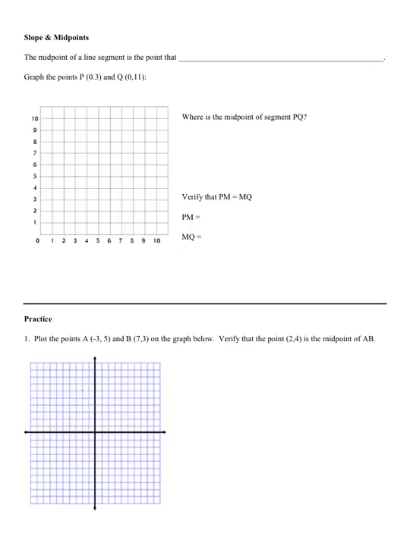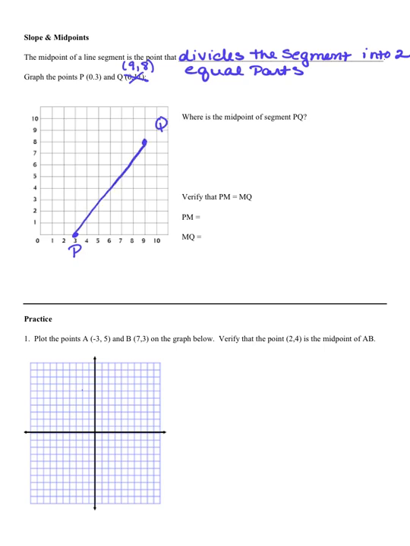Our final topic for this lesson will be midpoints. The midpoint of a line segment is the point that divides the segment into two equal parts. The first thing we're going to do is graph 2 points P and Q. Point P has a coordinate of 0, 3. And point Q is going to have a coordinate of 9, 8. It's a typo on my sheet, but it's correct on your worksheet. And we're going to find the midpoint of segment PQ.